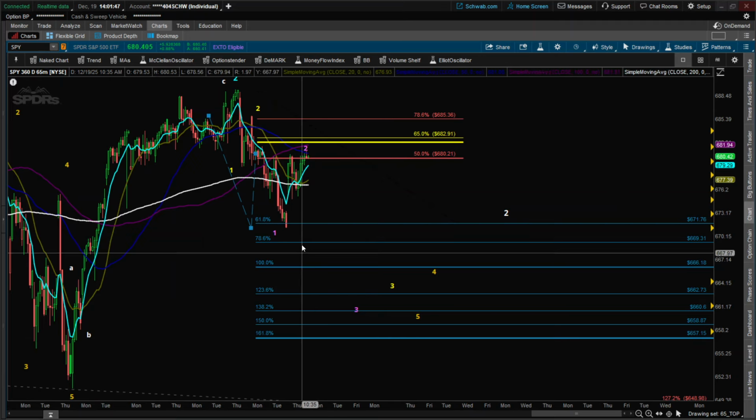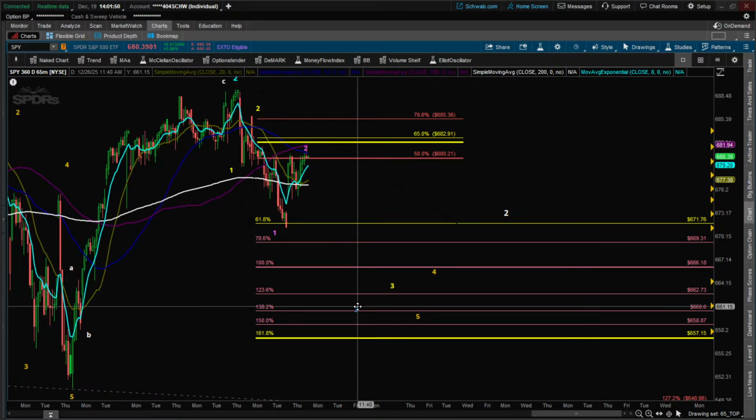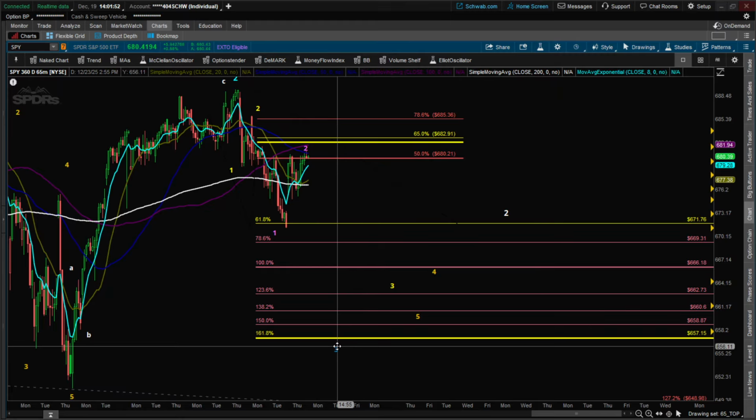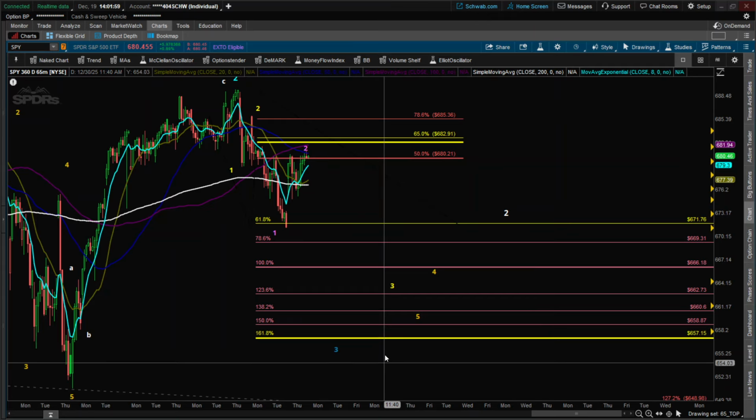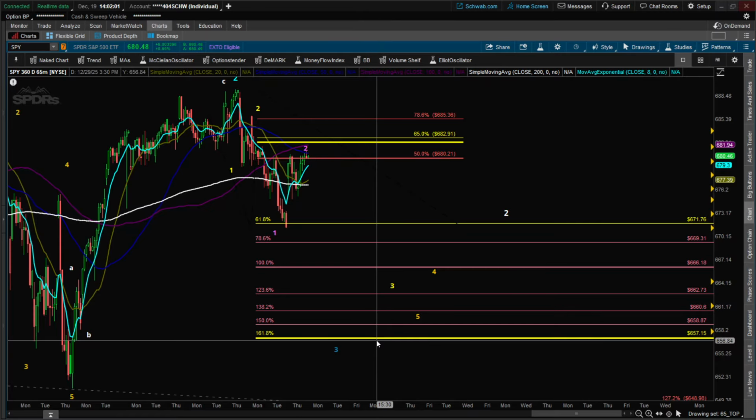So it doesn't change a whole lot, but this would be where we put our purple one if this is the case. And then we probably get a 4-5 and then a 4-5. Okay, so that's the setup between.